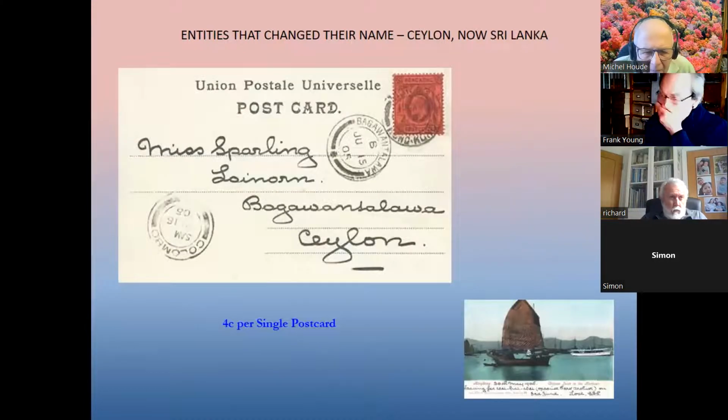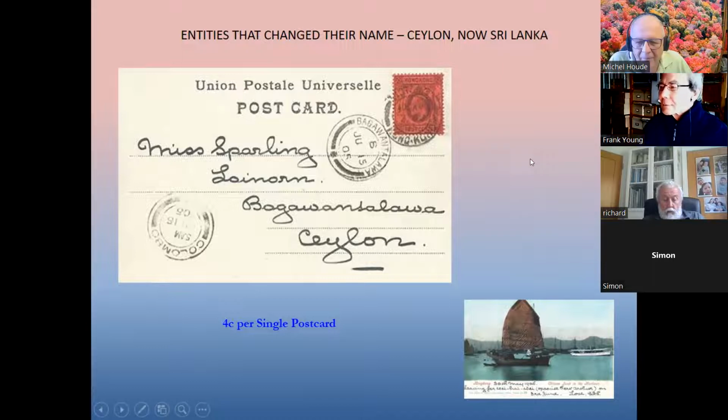Ceylon is, of course, now Sri Lanka. I have a 1905 postcard. A young lady is getting a postcard from a traveler, and that name, Bagawan Salawa, is an exotic sounding name itself, and it does have the Bagawan Salana arrival marking. So nice, just nothing too exciting about it, but just nice routing shown from Hong Kong to Colombo to final destination, and of course your classic junk scene.